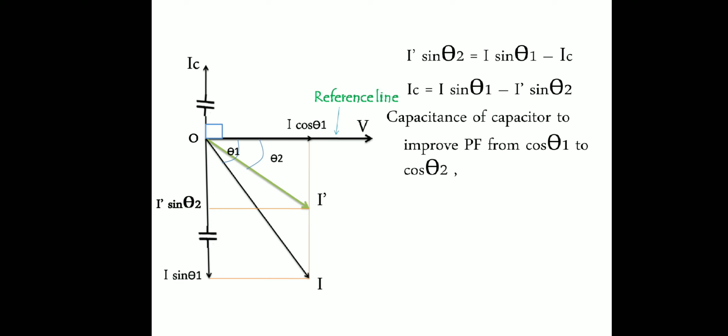Capacitance of the capacitor to improve power factor from cos theta 1 to cos theta 2: XC, which is the reactance of the capacitor, equals 1 divided by omega C, which also equals V by IC. It's related to Ohm's law. By rearranging these equations, we get capacitor C as IC divided by omega V. We already know the omega value for our system is 2 pi F, and the voltage across the load, and IC we can get from the equation proven above.